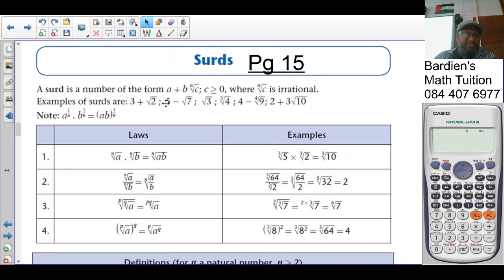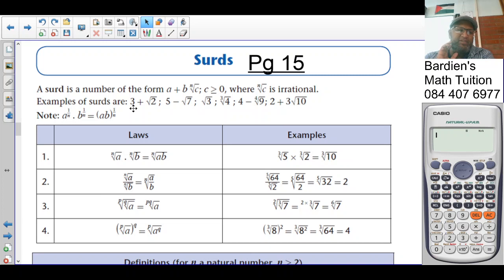Where the nth root of c is irrational. Examples of surds are 3 plus root 2. As we know, root 2 is a surd. 5 minus root 7, the root of 3, the cube root of 4, and so on.